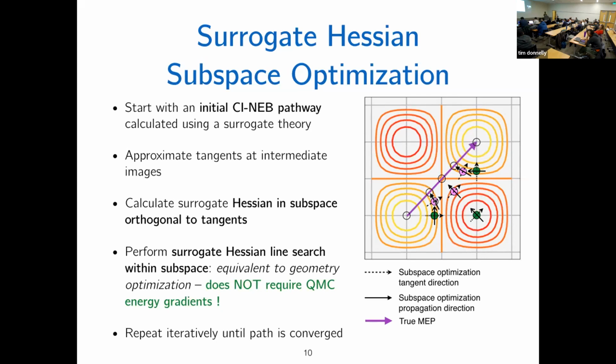And then once you have the surrogate Hessian, you can just do a line search as you would with an equilibrium or a saddle point. So the good thing about this is that we have basically found a way to do this without relying on quantum Monte Carlo energy gradients. We're just making the approximation that the DFT Hessian is accurate enough for our purposes. And so ultimately you would be left with points that are very close to the true minimum energy pathway that we could obtain with coupled cluster.